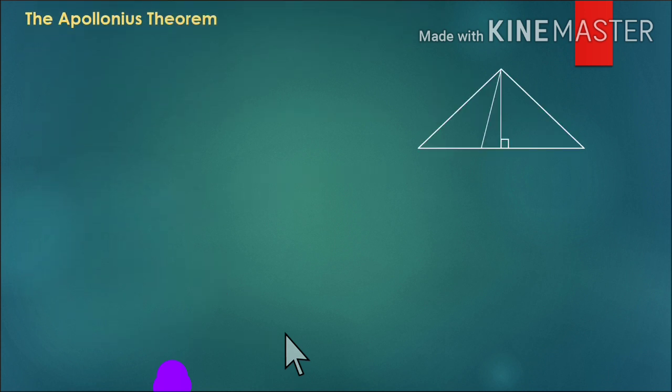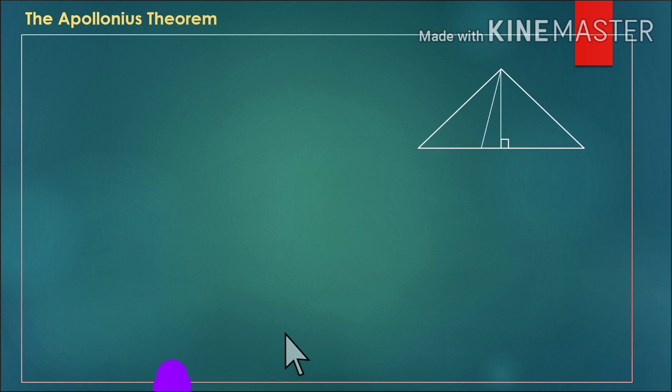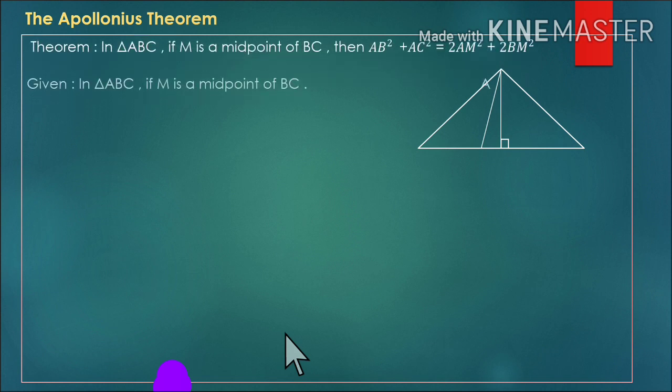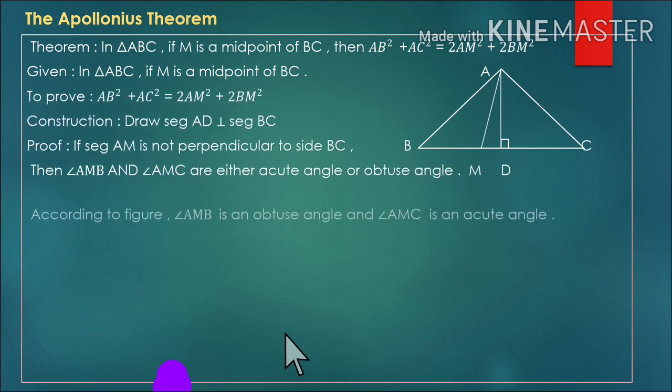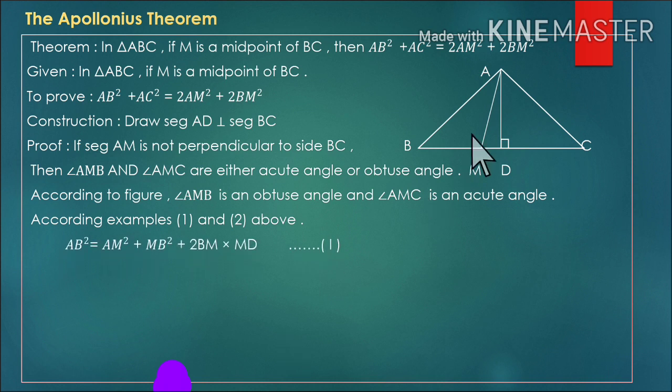Now, application of Pythagoras theorem. By applying Pythagoras theorem, we have to prove Apollonius theorem. What is that? We will see what the Apollonius theorem is. Apollonius theorem: in triangle ABC, M is the midpoint of BC. See here, in triangle ABC, this M is the midpoint of BC. Then AB square plus AC square is equal to twice AM square plus twice BM square.